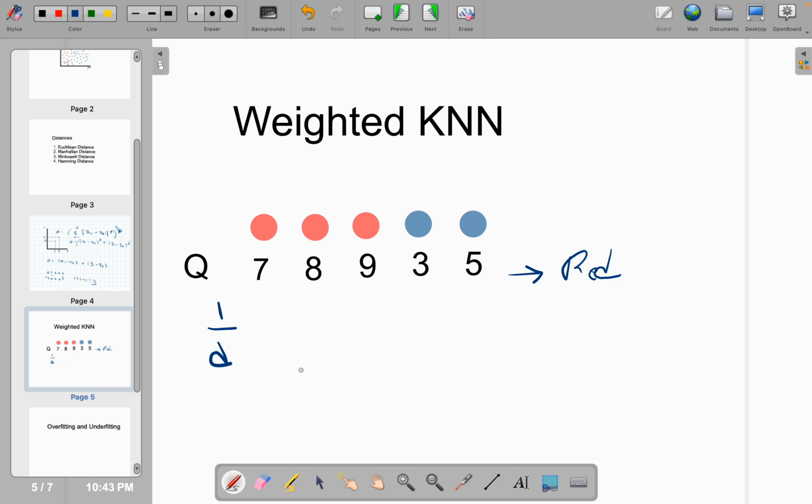So let's say in this case, for simple KNN it will be classified as red, but in weighted KNN, instead of this simple majority, we will use distance based majority. So for red points we will calculate 1 by 7 plus 1 by 8 plus 1 by 9, red points, right? And for blue points we will do 1 by 3 plus 1 by 5, blue points, right? When you sum this, we will get 0.378 for red points, right?